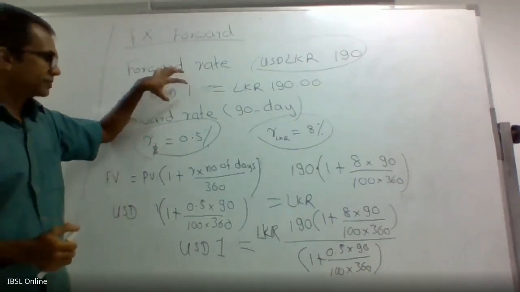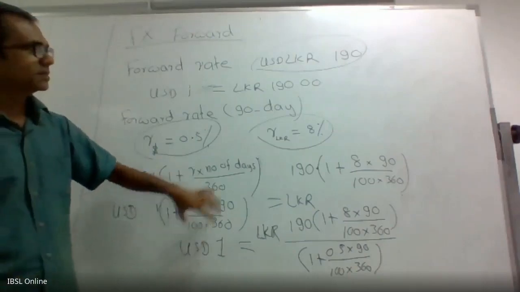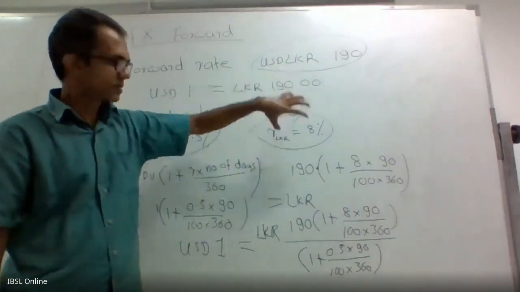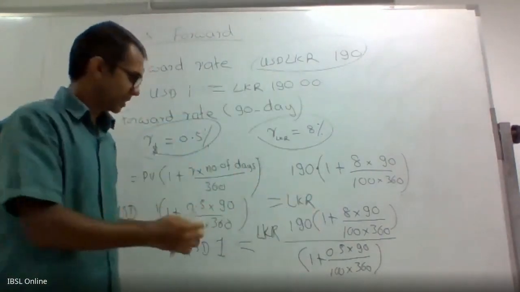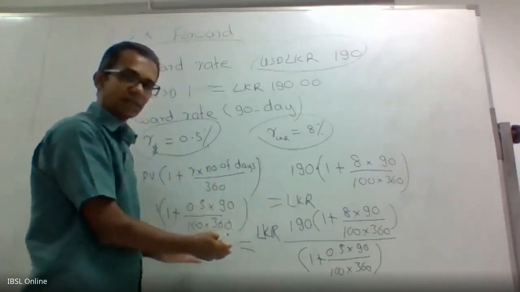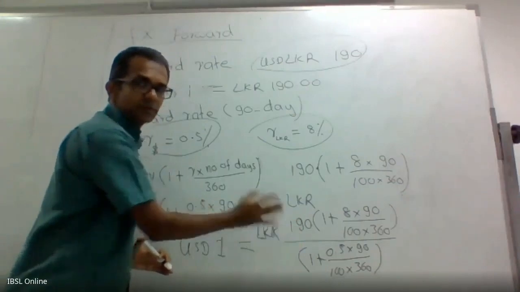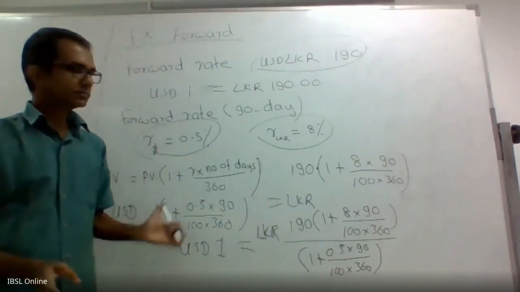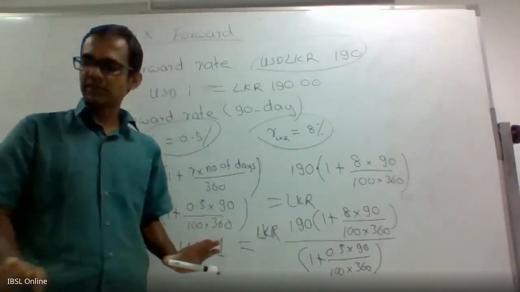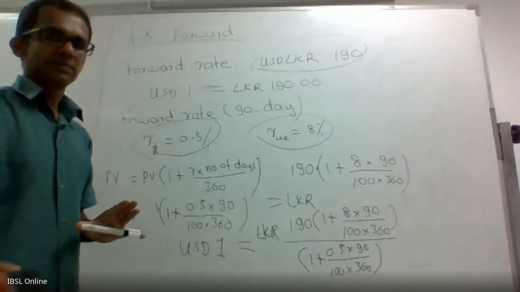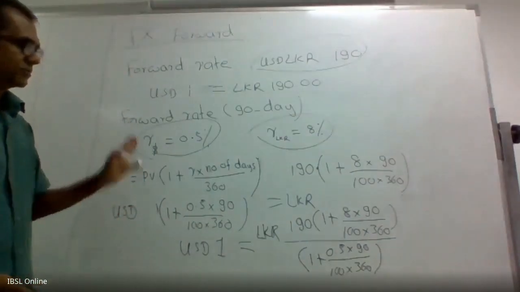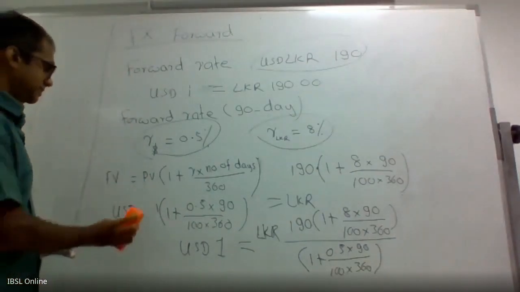Calculate the future value of the base currency. Calculate the future value of the counter currency. Make them equal to each other. Then calculate the price of the base currency in terms of the counter currency. That is the concept behind the calculation of the forward exchange rate.